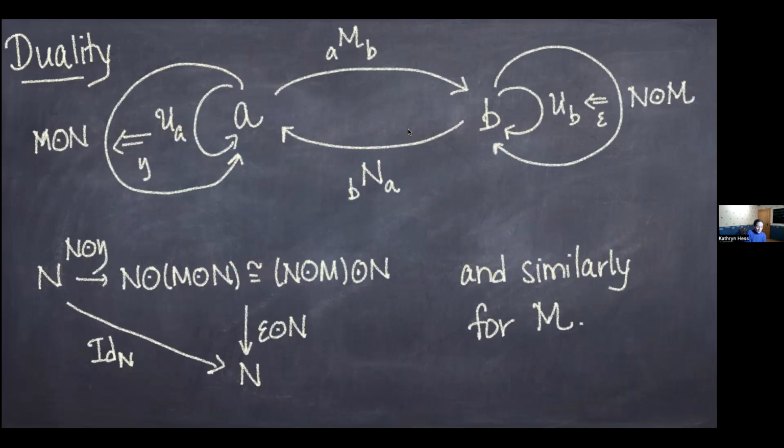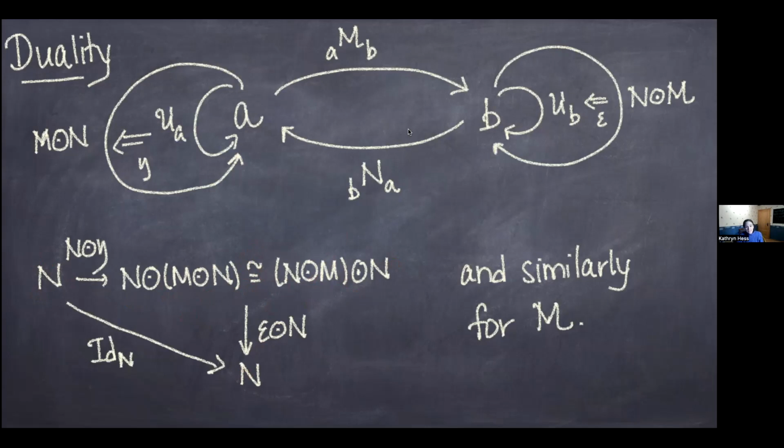One of the triangle identities says, if I start at N and then use eta to go into N composed with M composed with N, my associativity tells me that this is going to be isomorphic to this. Then I can use the epsilon to reduce that, and I get down to N. Here I'm actually suppressing some of the unitors in the story, but anyway, this thing should commute. And similarly for M. So that's the notion of what it means to have a dual pair for A and B.